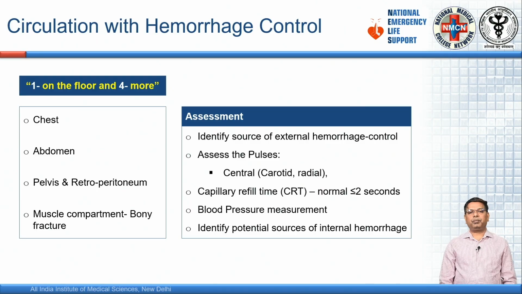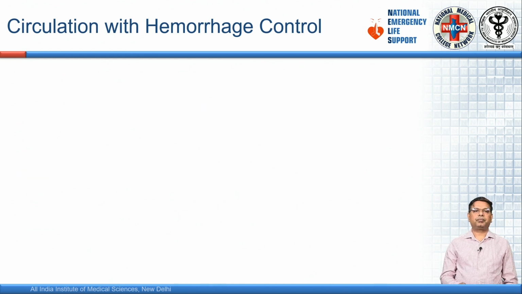So, assessment of circulation can be done by other monitoring measures like the heart rate, blood pressure and capillary refill time. So, ideally the normal capillary refill time is less than 2 seconds. If it is more than 2 seconds, you suspect there is some hemorrhage ongoing. So, circulation is at stake and you have to manage accordingly.